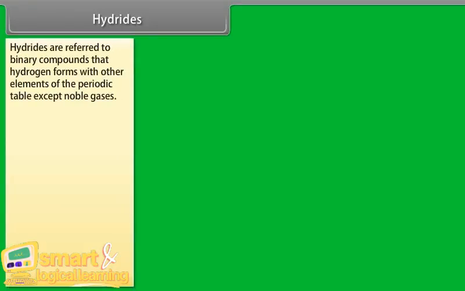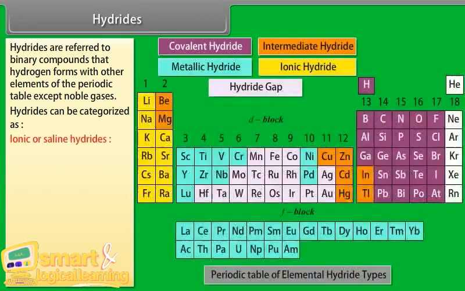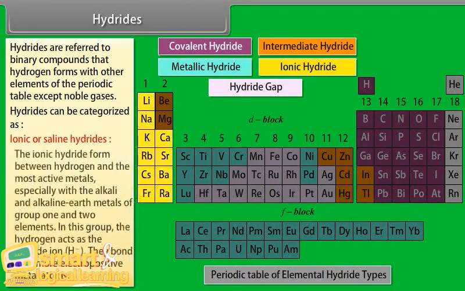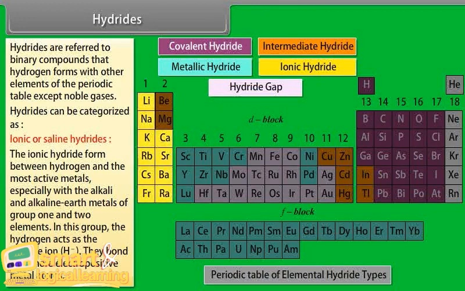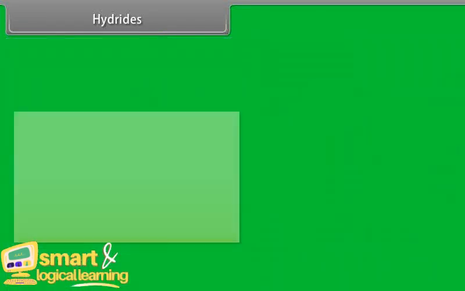Hydrides. Hydrides are binary compounds that hydrogen forms with other elements of the periodic table except noble gases. Hydrides can be categorized as ionic or saline hydrides. The ionic hydrides form between hydrogen and the most active metals, especially with the alkali and alkaline earth metals of group 1 and 2 elements. In this group, the hydrogen acts as the hydride ion. They bond with more electropositive metal atoms.